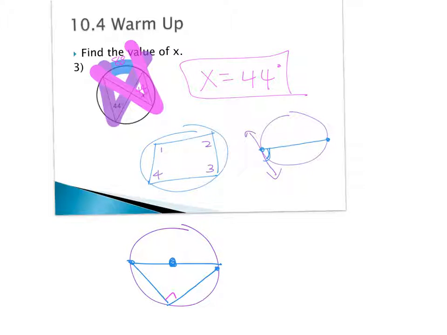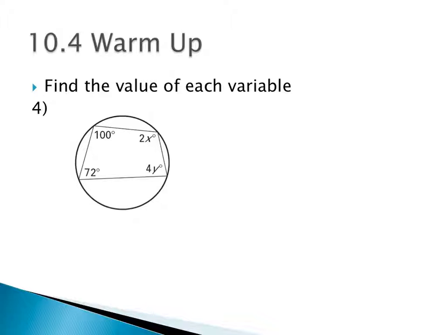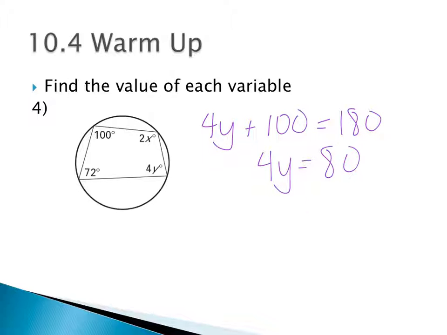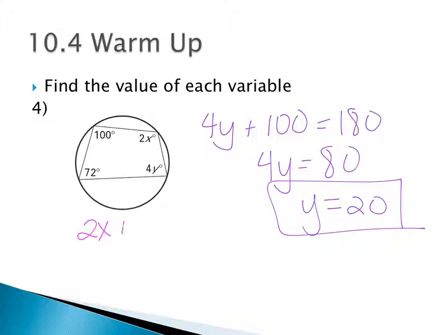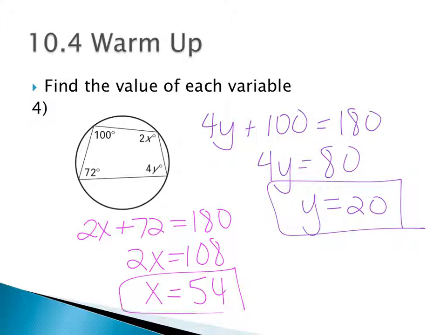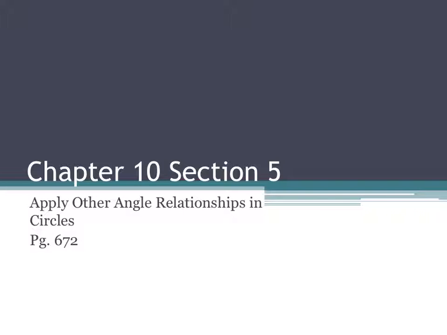Okay, so all right. So this is my quadrilateral, right? Inscribed in a polygon. So 4y plus 100 equals 180. 4y would equal 80, and y would equal 20. And then the other way, 2x plus 72 would equal 180. 2x would equal 108, and x would equal 54. Questions on those?